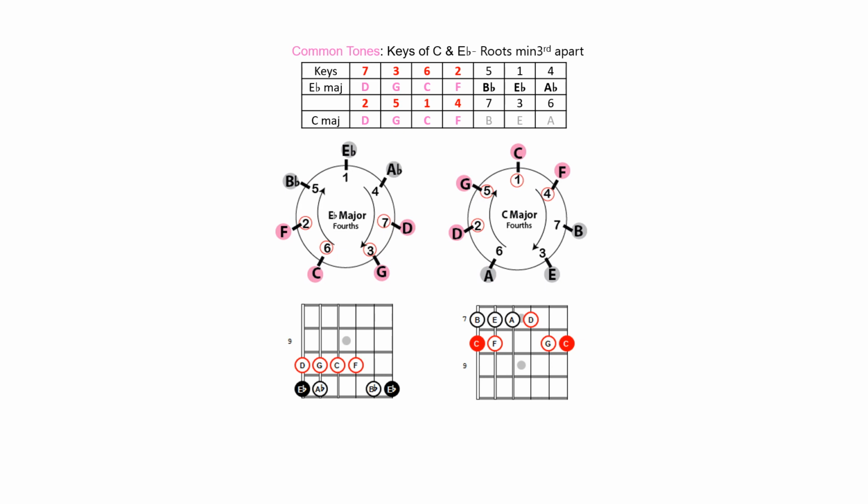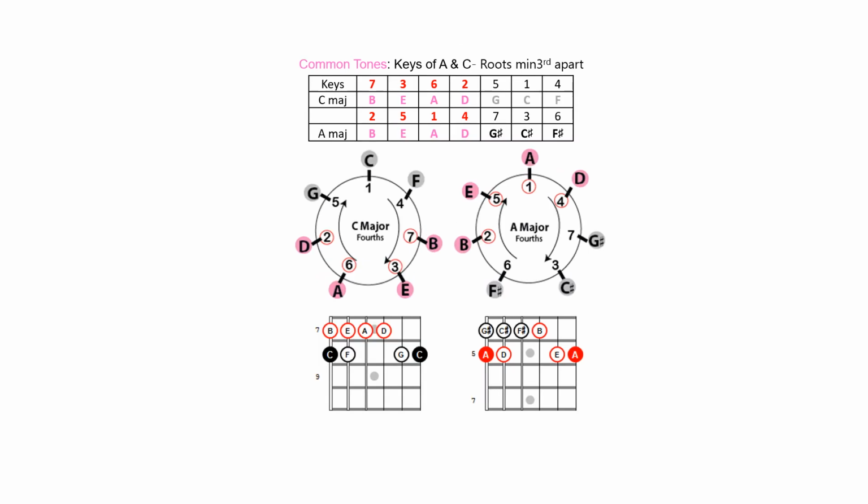Since C to E flat is a minor third, we can assume that the common tones are the minor thirds from E flat to C. Minor thirds from scale degrees 7, 3, 6, and 2 in E flat major correspond to scale degrees 2, 5, 1, and 4 in C major. In E flat major, the remaining three natural notes become flats: B flat, E flat, and A flat.